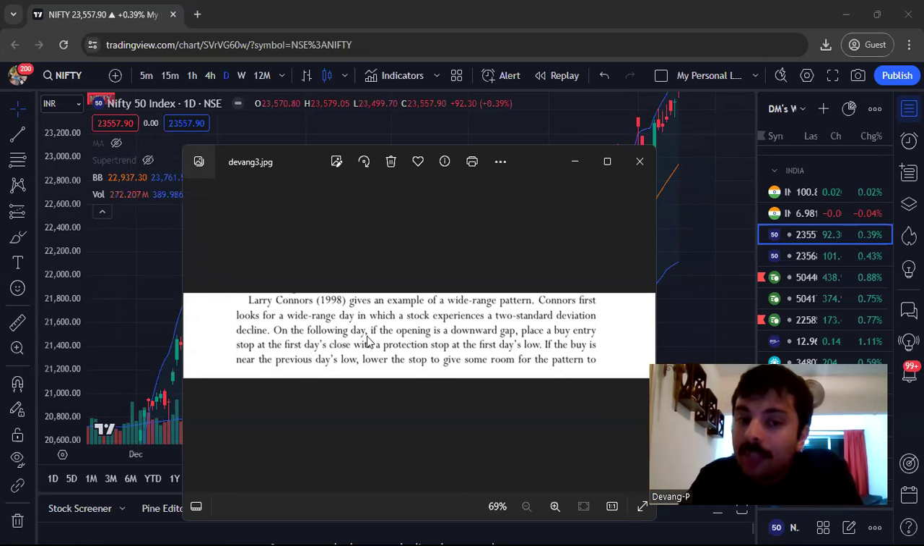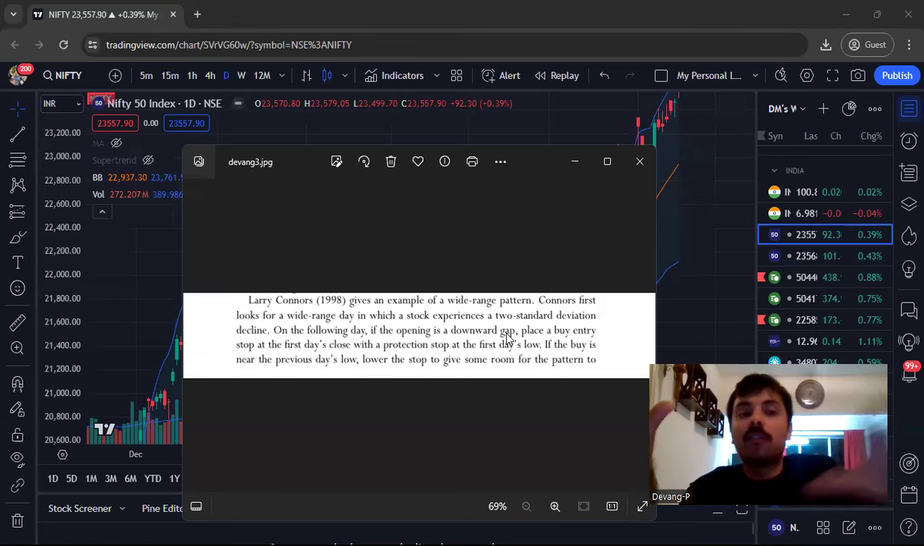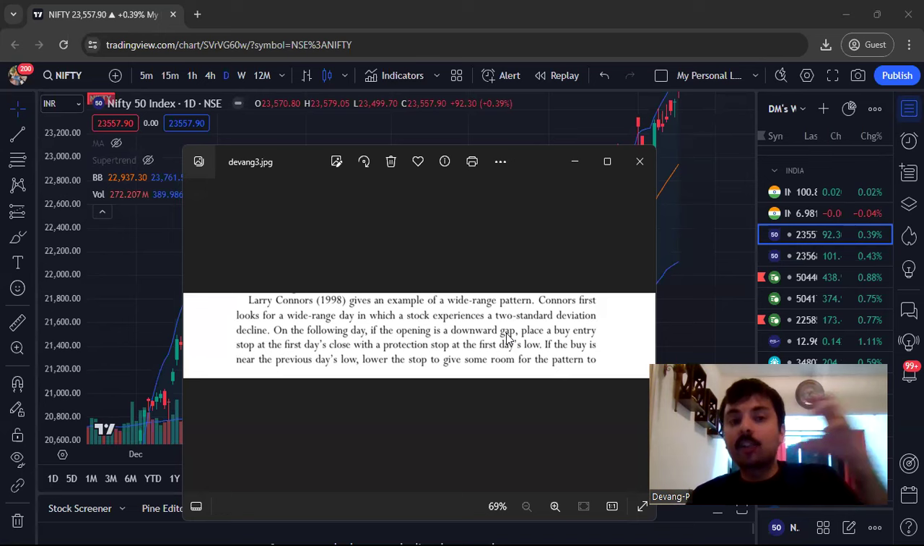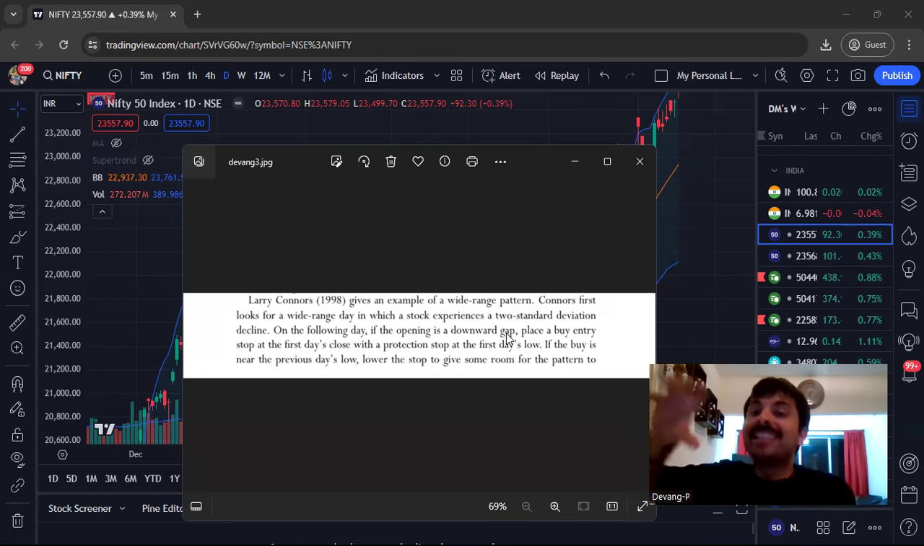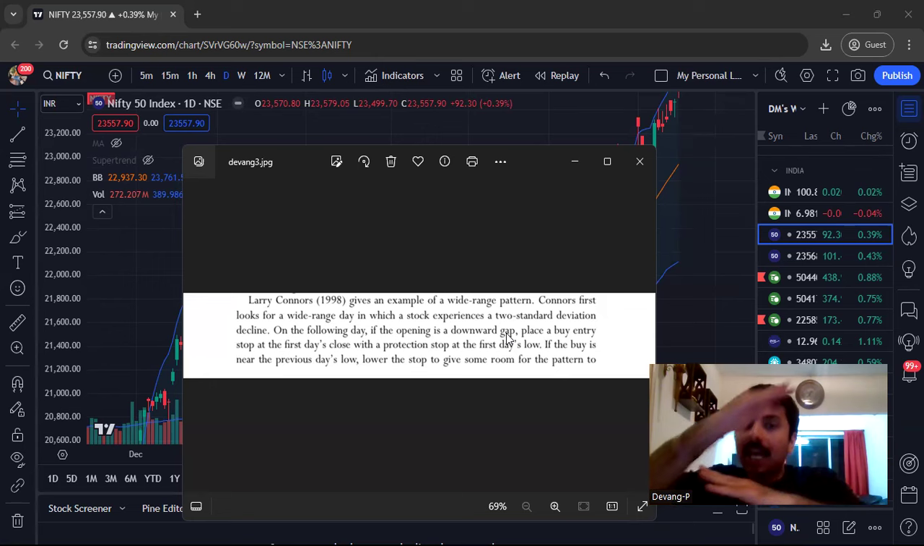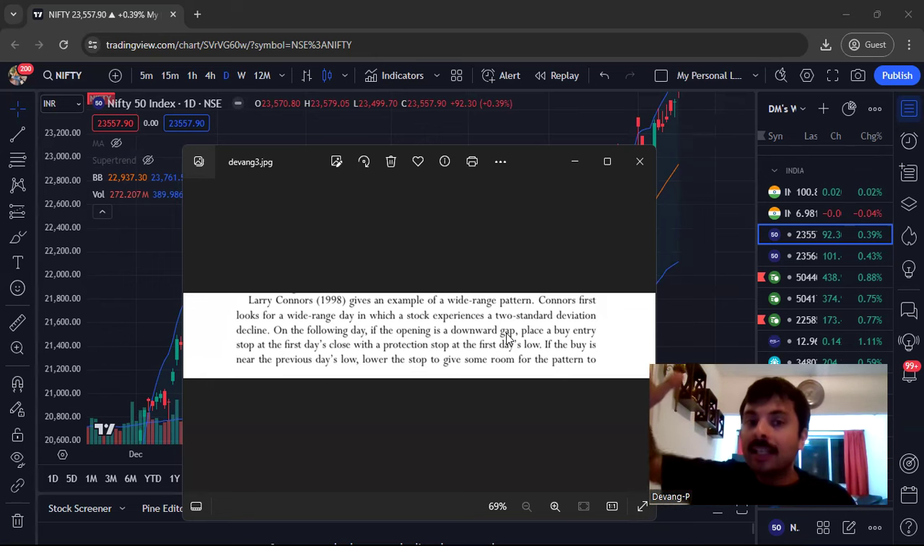On the following day, if the opening is a downward gap. So now please understand, this is a setup. In any kind of strategy, there has to be a setup and then there has to be an action or signal. मतलब, let us say आप एक triangle को trade कर रहे हो, like a symmetrical triangle or an ascending triangle. The formation of the triangle is a setup, and then when the triangle की boundaries are penetrated, that's your action or signal. वहां पे action लेना है.